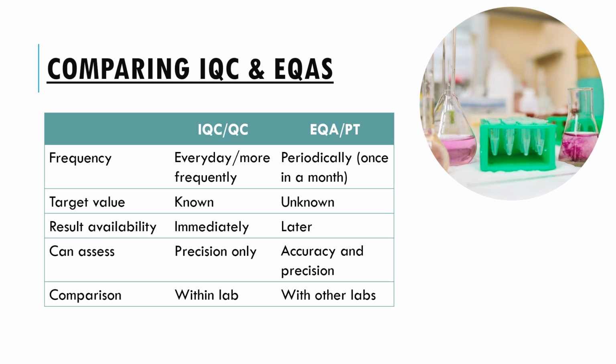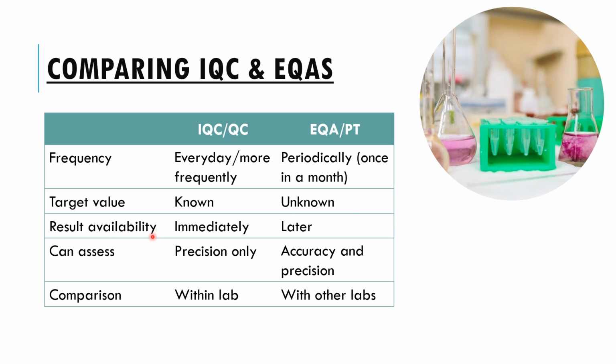Now let's compare IQC with EQAS or the PT program. First of all, frequency. IQC is generally run daily or more frequently, sometimes thrice daily or twice daily if it is a large lab, while PT samples are run periodically, generally once in a month. Second important difference is target value. Target value is immediately known to the laboratory in case of IQC, while for PT the target value is unknown initially. Only when the report is provided by the provider, then only we get the target value.